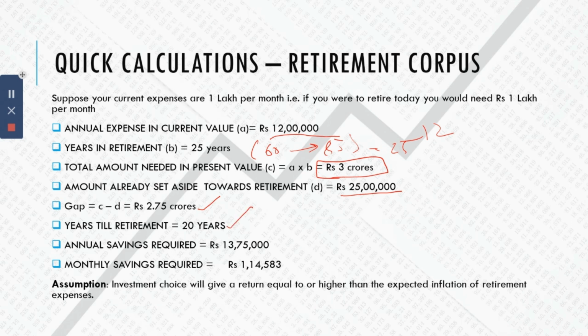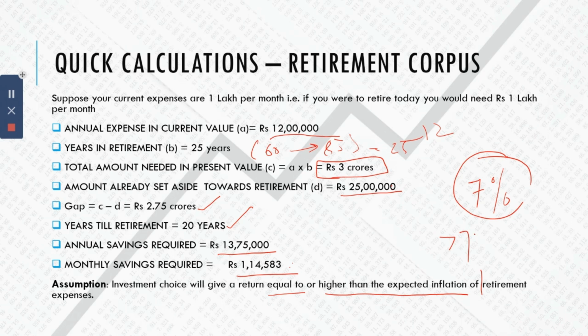I have 20 years to retire. So the annual amount I need is 2.75 crores divided by 20, which is 13.75 lakhs, and this is my monthly requirement. Again, the assumption is that this money and the existing money together can grow at least equal to or higher than the expected inflation. If my expected inflation in retirement is 7%, then I need to put it somewhere where I get more than 7%. Simple as that. If you put in a larger amount, you can even live with less than 7%. If you are only going to put it in FDs, then this amount will have to be much higher.